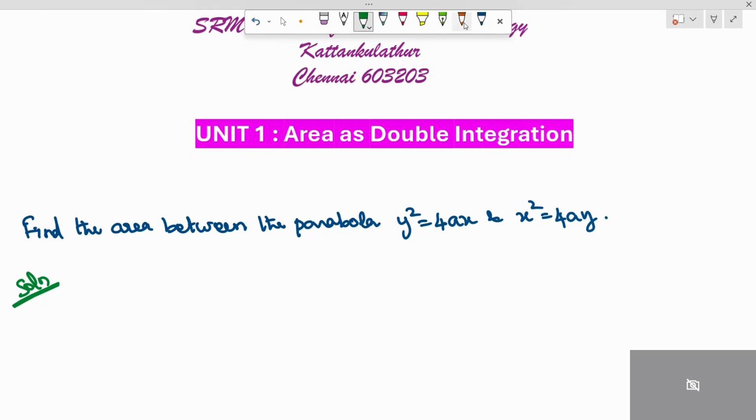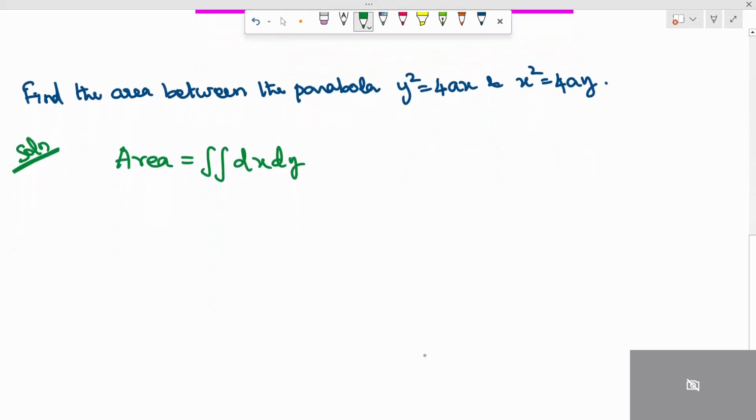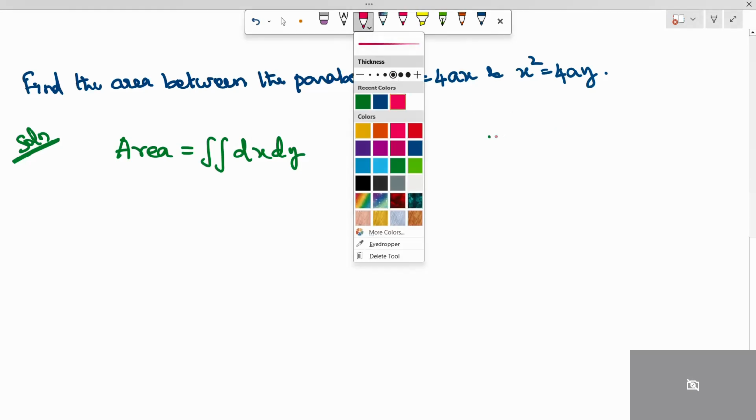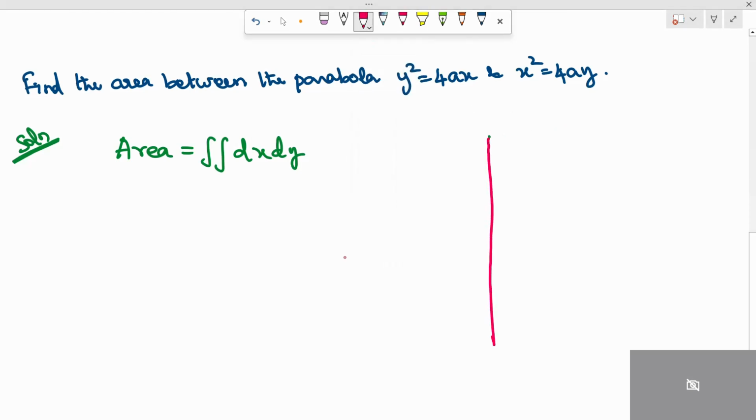The first thing, we have to write the formula. Double integral dx dy, or we can write dy dx also. This is the formula to find the area in Cartesian coordinates. In polar coordinates we have a different formula. First, you should remember this formula, and then the diagram. Step 1, write the formula clearly and then draw the diagram for the given curve.